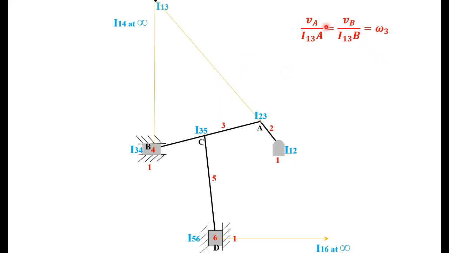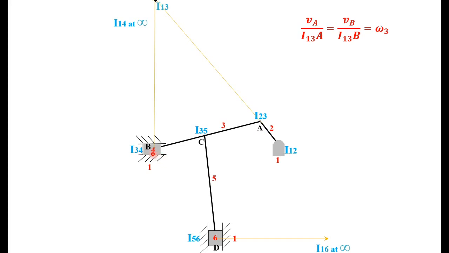You can note down, you measure I13A and measure I13B, substitute in this expression. VA also you substitute in the expression, you will get VB. Also you will get omega 3. Find both and write. The next step, what is the next step?